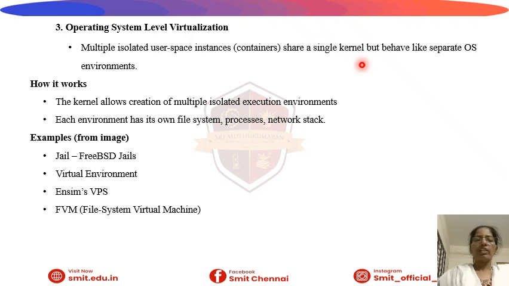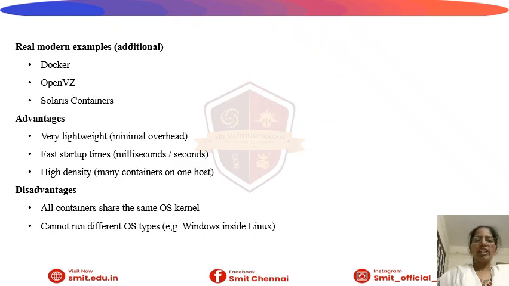How does it work? The kernel allows creation of multiple isolated execution environments. Each environment has its own file system, processes, and network stack. Examples of operating system level virtualization are Jail, Virtual Environment, FVM, that is file system virtual machines. Modern examples are Docker, OpenVZ, and Solaris Containers.